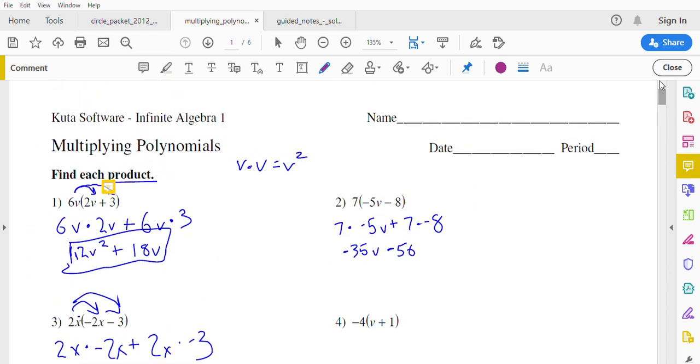Again, this should all be things you guys are familiar with, but if not, then we'll get you caught up, right?